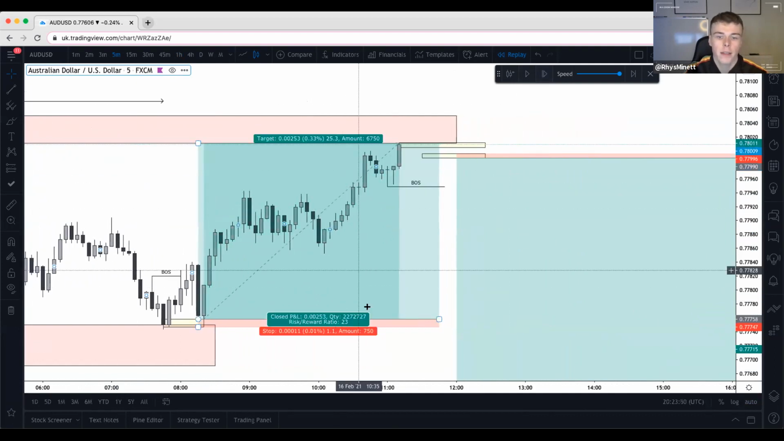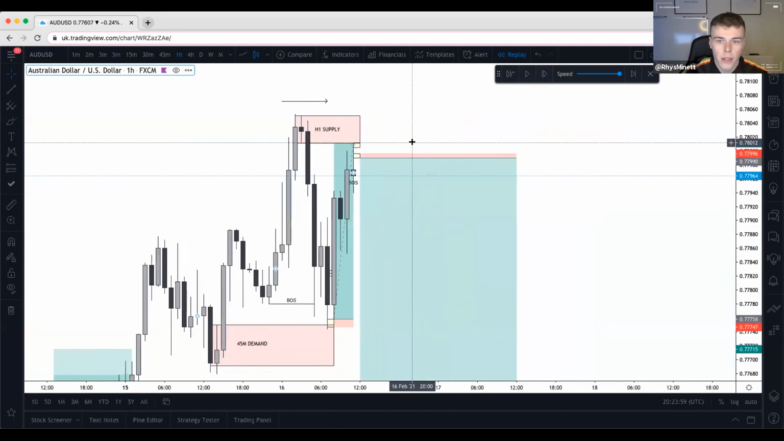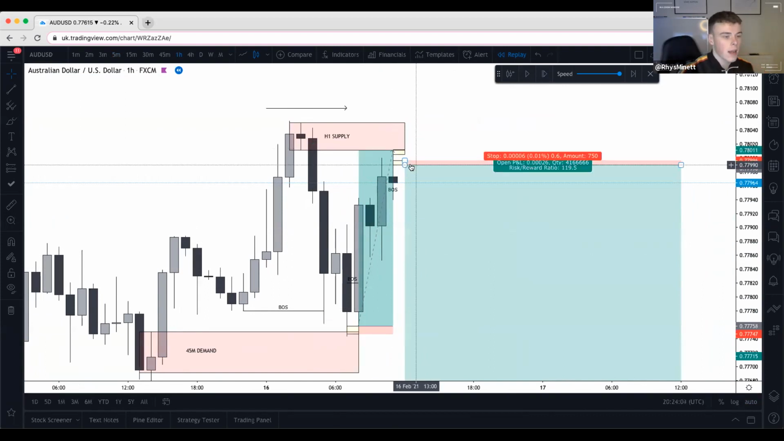Cool. Take profit hit, 1 to 23 risk to reward. Bagged. Very, very simple. Very, very nice. Played right into our 1 hour point of interest. Cool. So that's our position hedged.